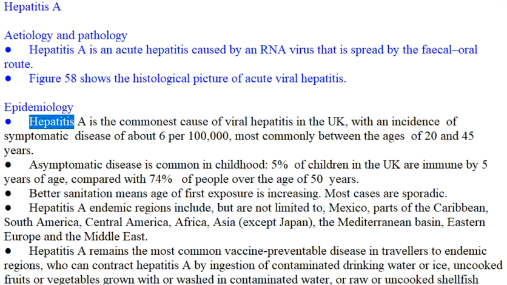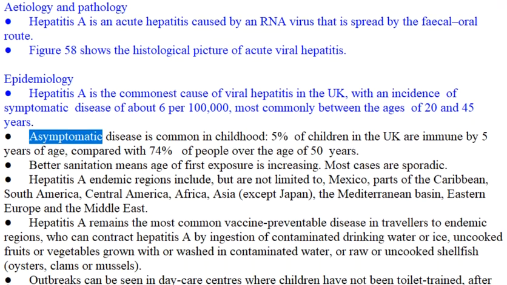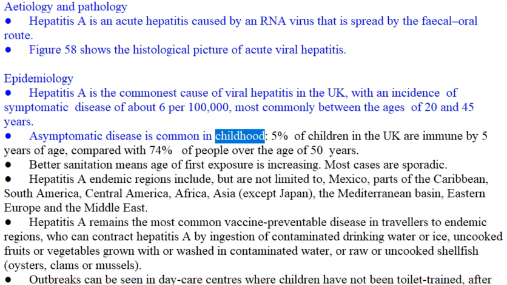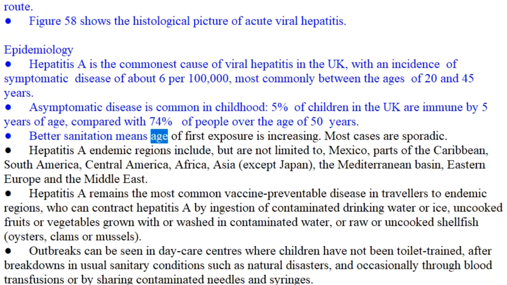Epidemiology. Hepatitis A is the commonest cause of viral hepatitis in the UK, with an incidence of symptomatic disease of about 6 per 100,000, most commonly between the ages of 20 and 45 years. Asymptomatic disease is common in childhood. 5% of children in the UK are immune by 5 years of age, compared with 74% of people over the age of 50 years. Better sanitation means age of first exposure is increasing. Most cases are sporadic.